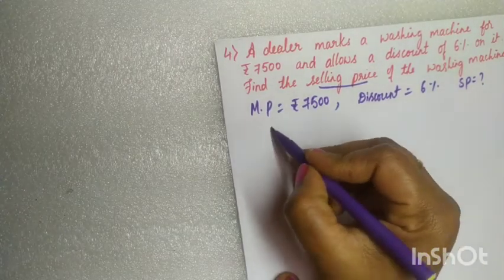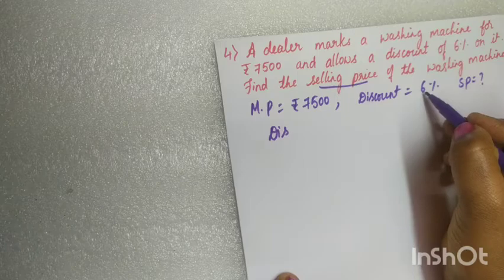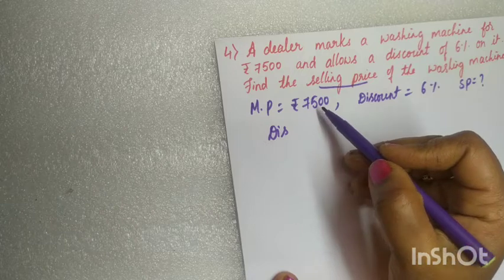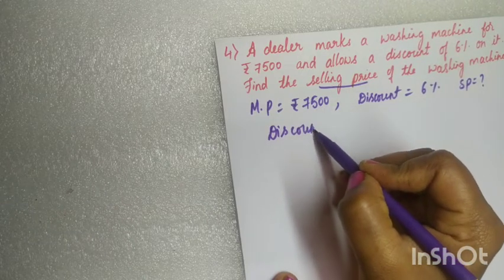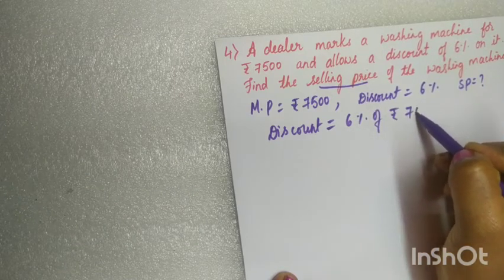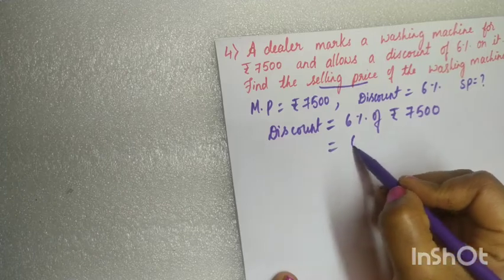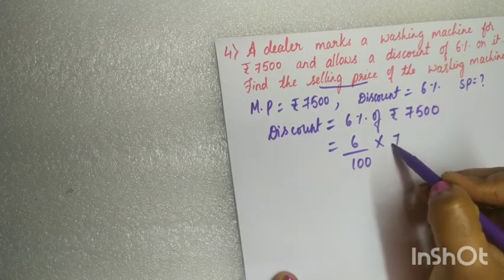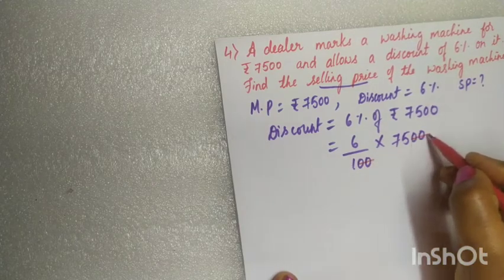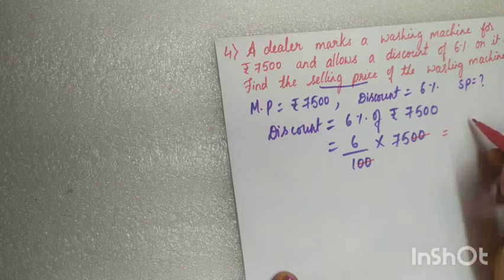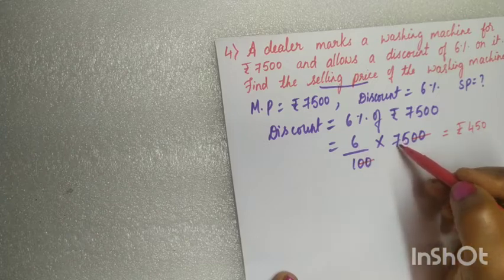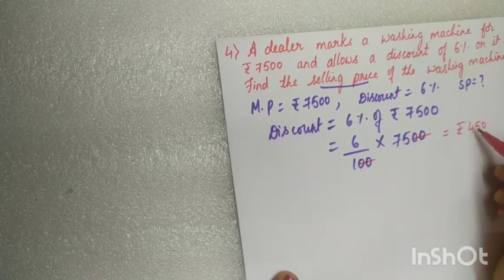So first we'll find out the discount. Discount percentage is given. So 6% means how much? That is 6% on 7,500. So discount is equal to 6% of rupees 7,500, which is equal to 6 divided by 100 into 7,500. Again here, the zeros get cancelled. You just have to multiply 75 into 6. You get rupees 450. If you multiply 6 fives and then 6 sevens, you get rupees 450.